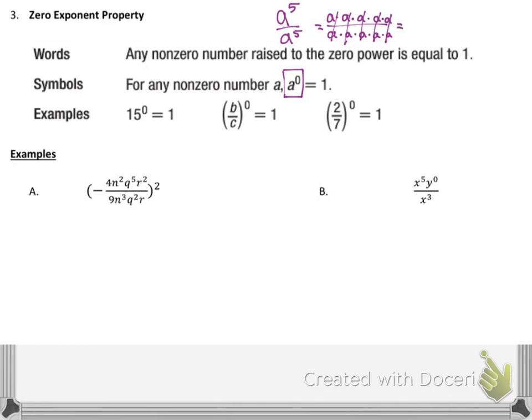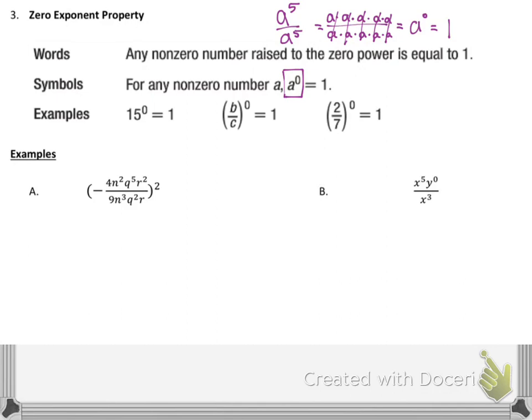And so we just saw that a to the 5th over a to the 5th, which is the same thing as a to the 0, just means all the a's disappeared, and so that just equals 1 because everything canceled. So that's the proof as to why the exponent of 0 evaluates to 1.